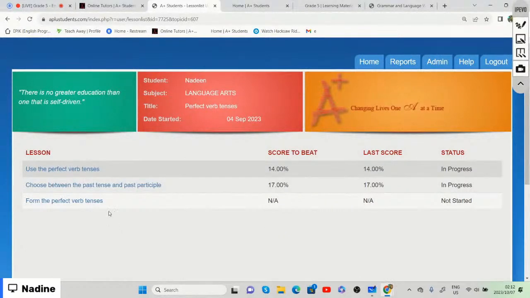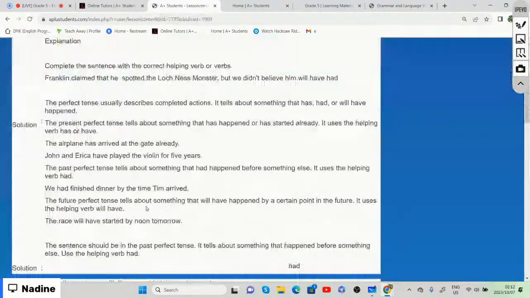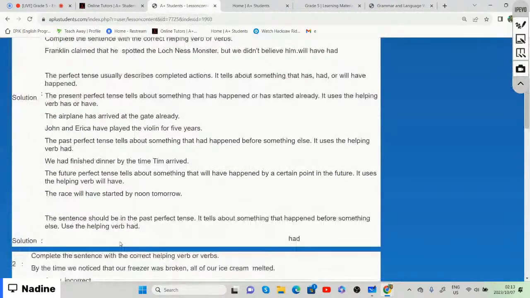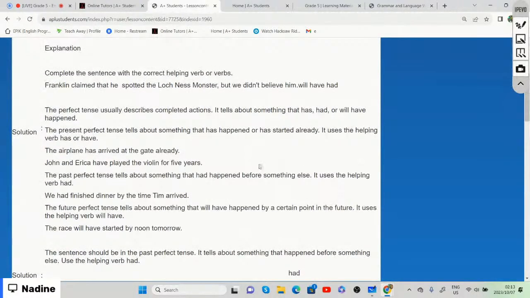All right, so we are doing the chapter of perfect verb tenses, and the first lesson is to use the perfect verb tenses. And once again, we're going to go over the description as well as the examples, and then we're going to do an activity example before our test.